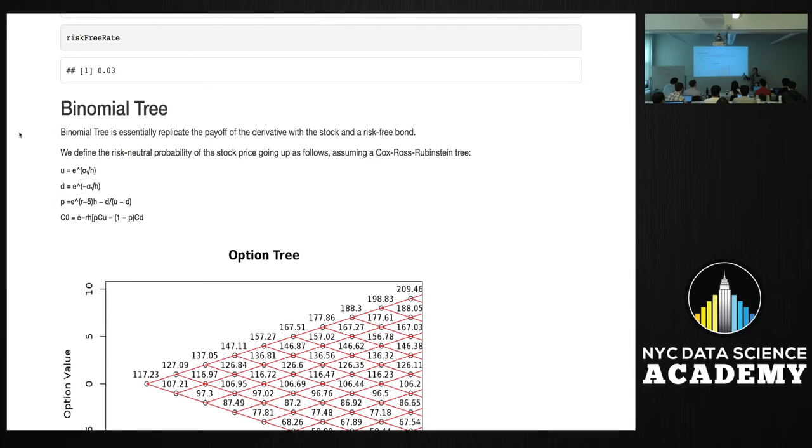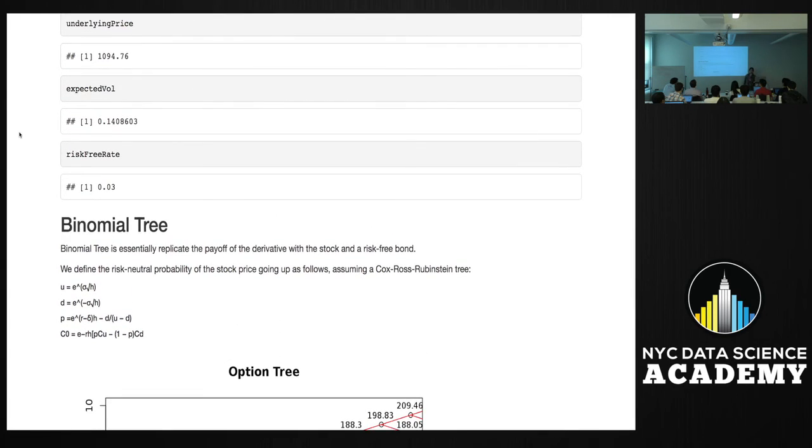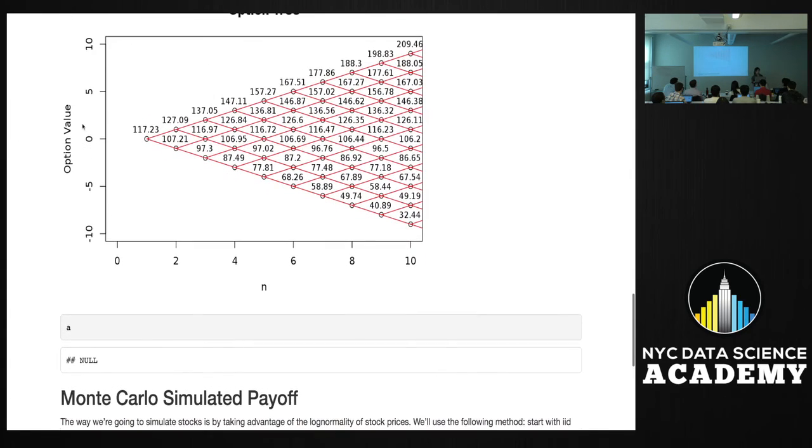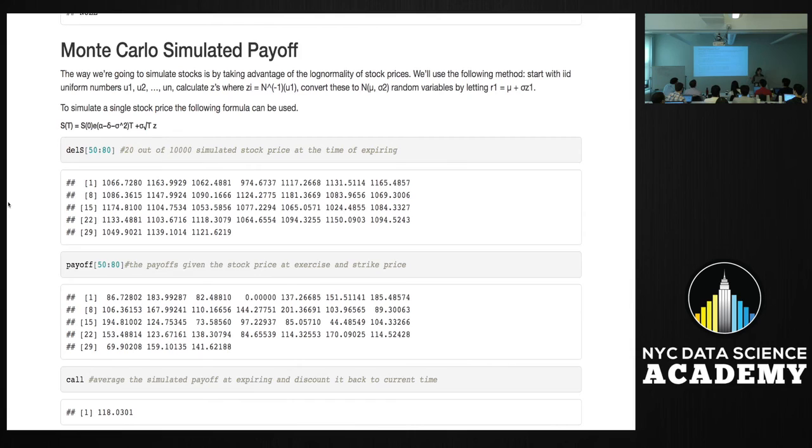Did the binomial price and the Monte Carlo simulation give you the same price? Yes, 117, 118. Again, if you want any exotic things on top of a plain vanilla option, you can always play with the Monte Carlo. That's something to add on. But if you don't do it in the first step, there's no place to add anything on. So you have to do the simulation first.